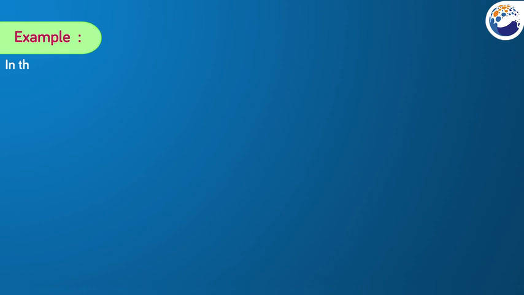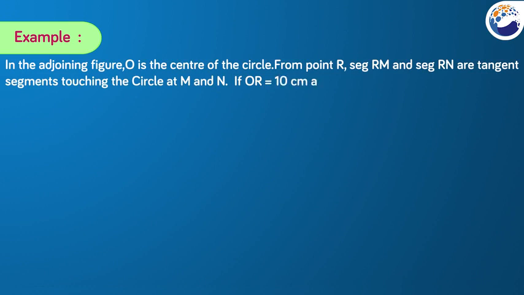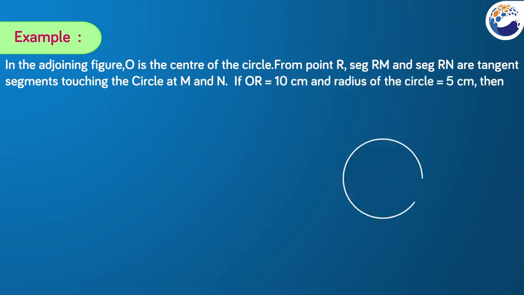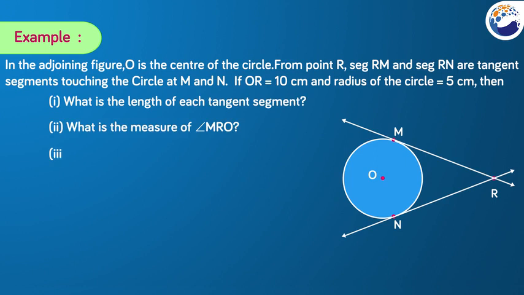Example: in the adjoining figure, O is the center of the circle. From point R, segment RM and segment RN are tangent segments touching the circle at M and N. If OR is equal to 10 cm and the radius of the circle is equal to 5 cm, then 1. What is the length of each tangent segment? 2. What is the measure of angle MRO? 3. What is the measure of angle MRN?